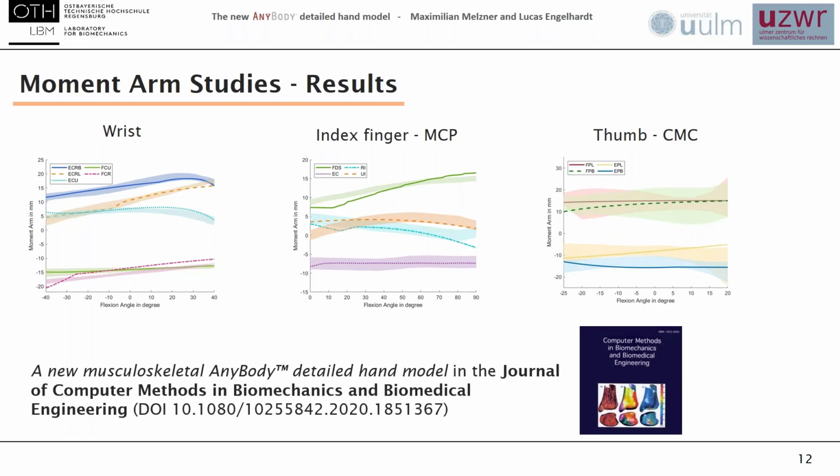All results of this moment arm comparison, as well as more information on the development of the model, were accepted by the Journal of Computational Methods in Biomechanics and Biomedical Engineering and can soon be found under a new musculoskeletal AnyBody detailed hand model.